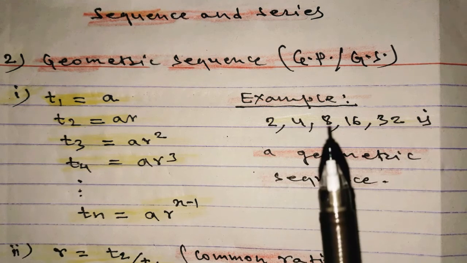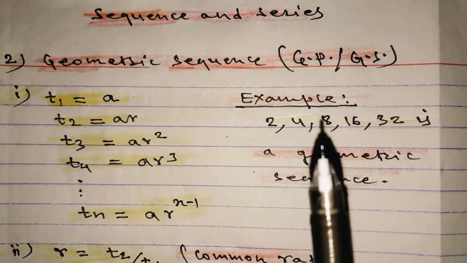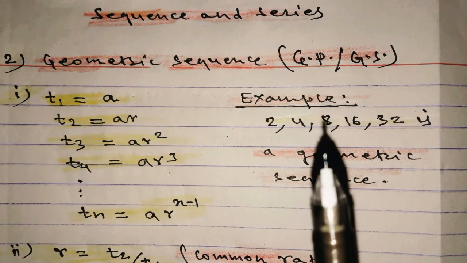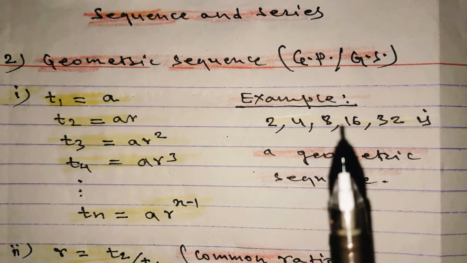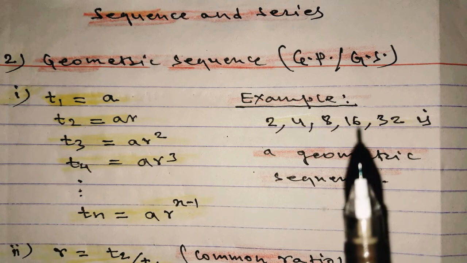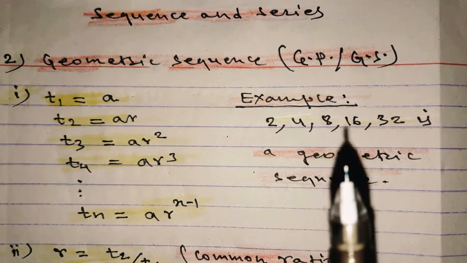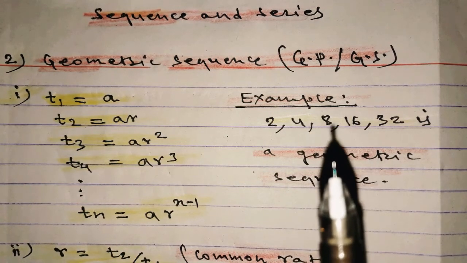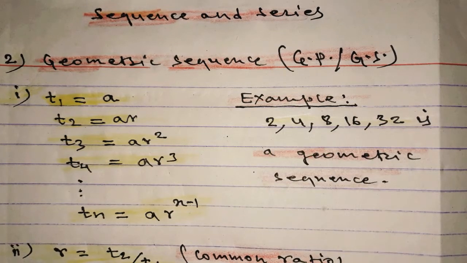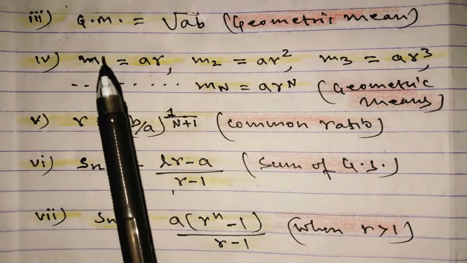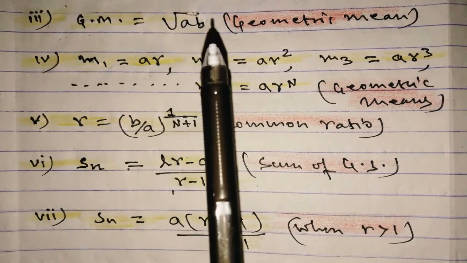Let's take 2 and 8, any two numbers, or we can say any two terms of a geometric sequence. Then root AB, that means 2 8s are 16, and the root of 16 is 4. That means 4 is the geometric mean between 2 and 8. Similarly, if we take 4 and 16, then root AB means A is 4 and B is the next number. 4 into 16 we get 64, and the root of 64 is 8. So 8 is the geometric mean. So the geometric mean between any two numbers of a geometric sequence is given by the formula root AB.